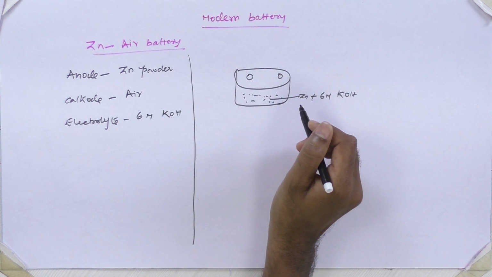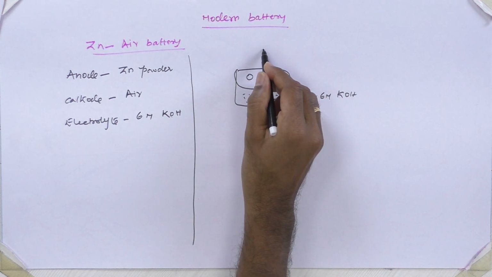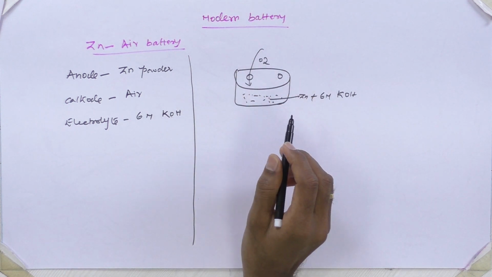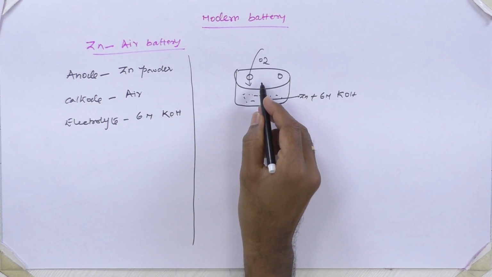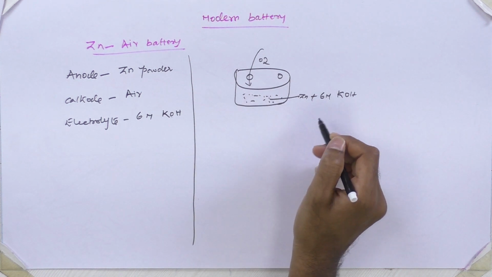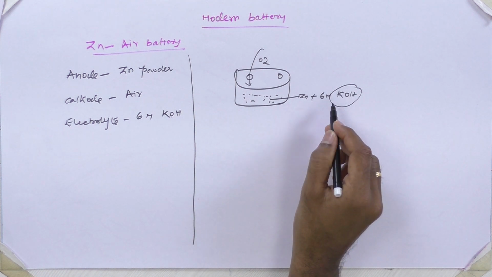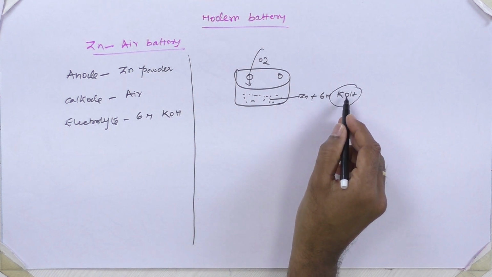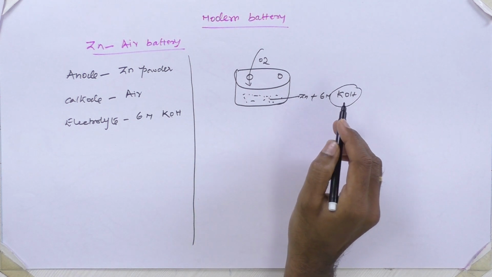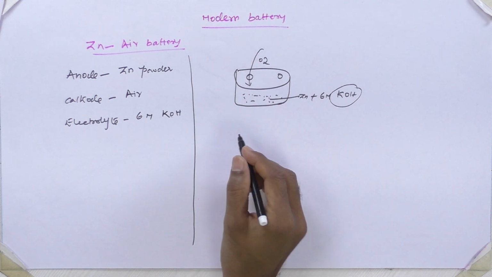Once the battery is connected to the external load, atmospheric oxygen is allowed to enter it. Now the oxygen molecule will enter into the battery compartment. Once the oxygen enters the KOH solution, it will activate the KOH, that is potassium hydroxide, which is used as an electrolyte. So KOH gets activated. Once KOH gets activated, it will force the oxygen molecule to undergo reduction at the cathodic compartment.